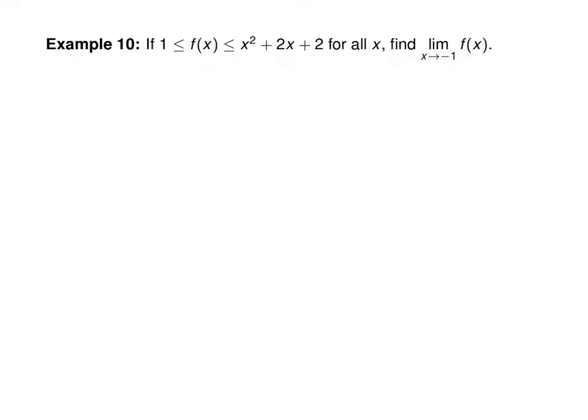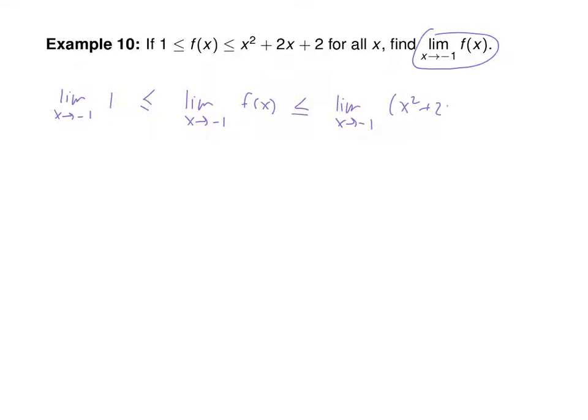Okay? So I told you that this mystery function f of x is in between these 2 things. I want you to find the limit as x goes to -1 of it. So if this relationship is true, then the limit as x goes to -1 of 1 is less than or equal to the limit as x goes to -1 of f, which is less than or equal to the limit as x goes to -1 of x squared plus 2x plus 2.